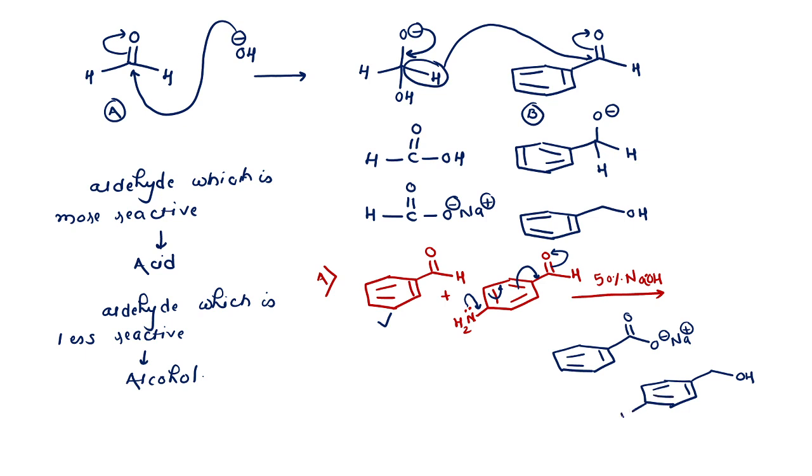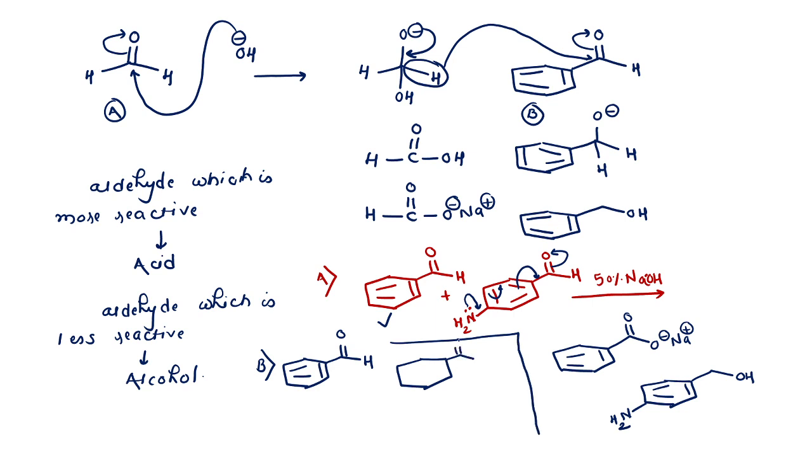So this is a very important concept, and first of all you have to understand this. Another example we can take: if you have benzaldehyde and another aromatic aldehyde with an NO2 group, now this aldehyde is more reactive, so it gets converted into acid, and this gets converted into alcohol.